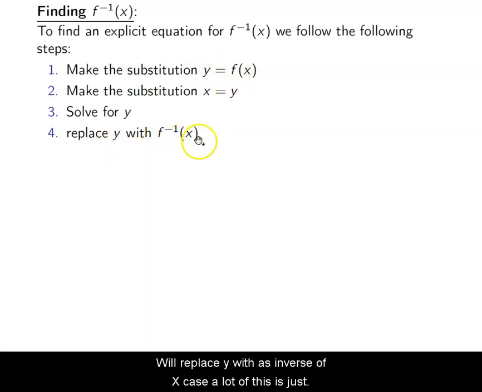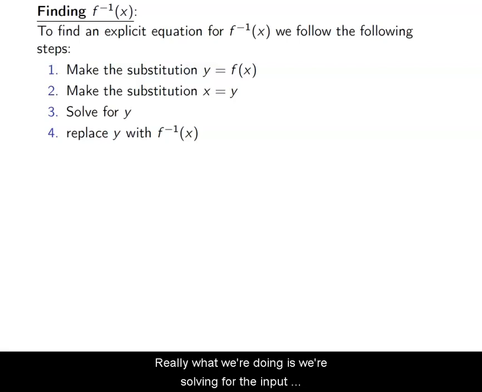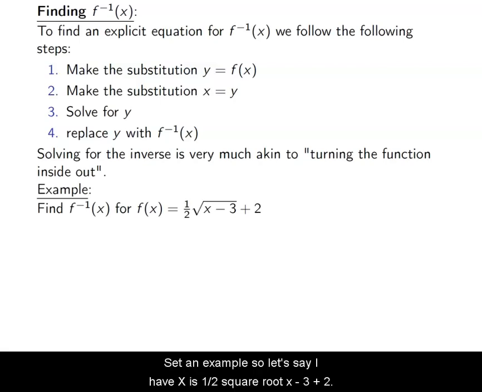A lot of this is just us swapping out notation so that it's familiar with something that we've done before in algebra and pre-calculus. But really what we're doing is solving for the input variable. Whatever the input variable is, we're trying to isolate that. Even if it shows up more than once, the goal is to get it to only show up once and get everything else on the other side of the equal sign. Like I said before, I think about this as turning the function inside out. So let's do an example.